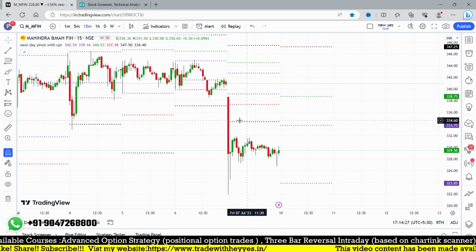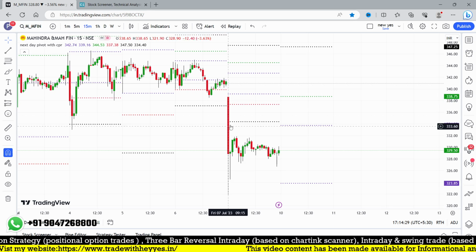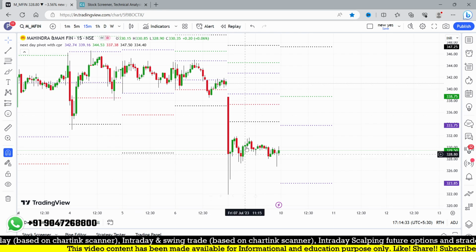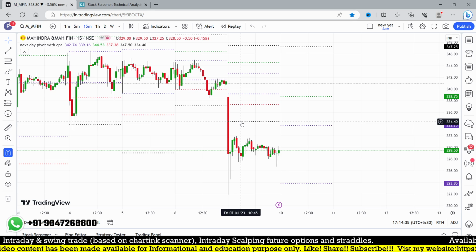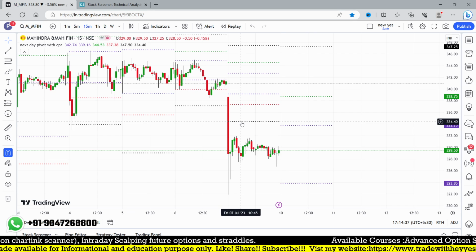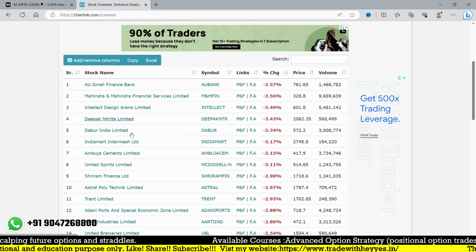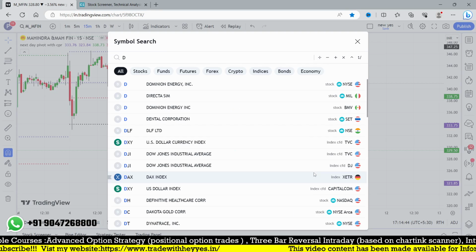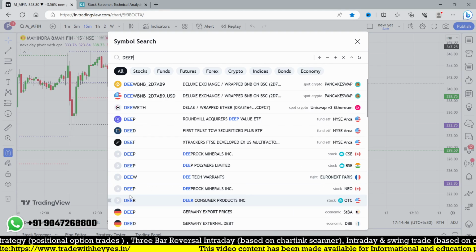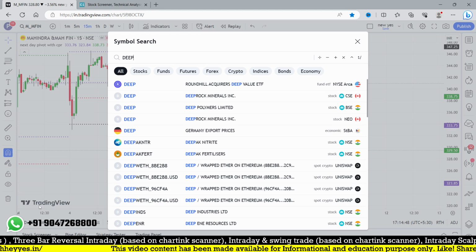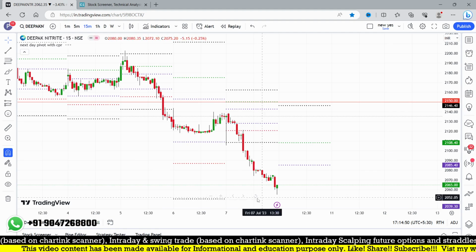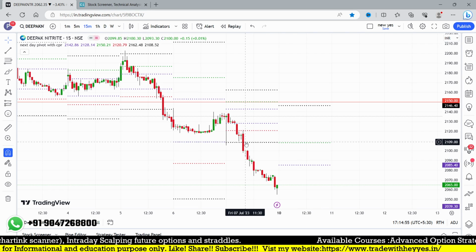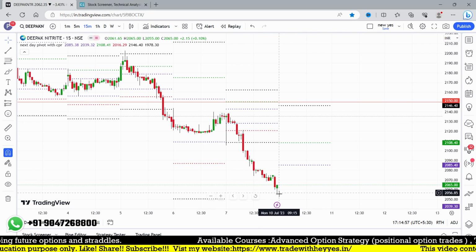I think it started by itself, the first candle itself broke down and it was lower, and it is trading below the level of Camarilla S5. So this is a stock we can simply find out. And Deepak Nitrite: a simple one-line scanner can easily find such a stock. Look at the stock, it gave you the S5 breakdown and such a big move.